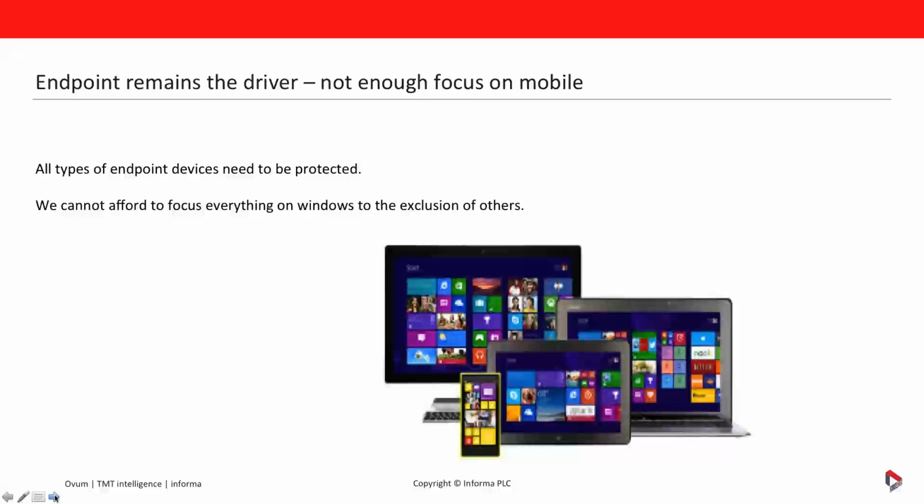And it has to be a concern that not enough focus is being placed on mobile threats. In our own reports, when we've looked at endpoint and mobile, we've tried to combine the two. I have to admit that when you do this, you end up comparing very different solutions. With today's open platform environments, it's clear we can't afford to focus everything on Windows to the exclusion of everything else.